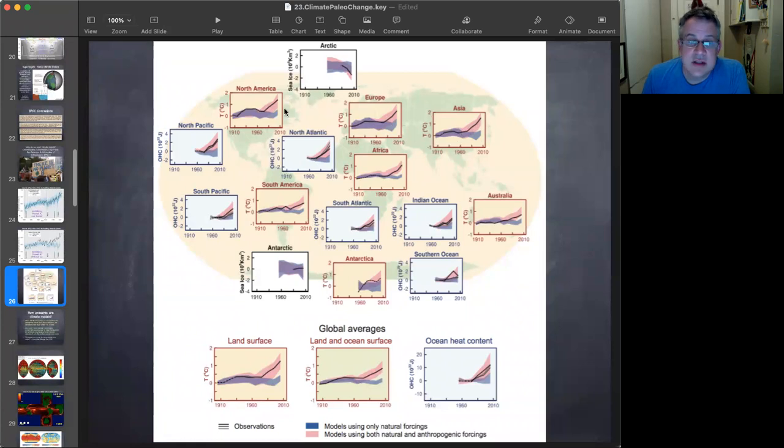The observations fit within the human-induced profile and not within the other one. In the oceans, there's still a lot of overlap between the two scenarios, but the observations may have drifted out of the natural forcing case and be only in the human-induced case. This is the global land surface, this is land and ocean surface, and this is just the ocean heat content story.